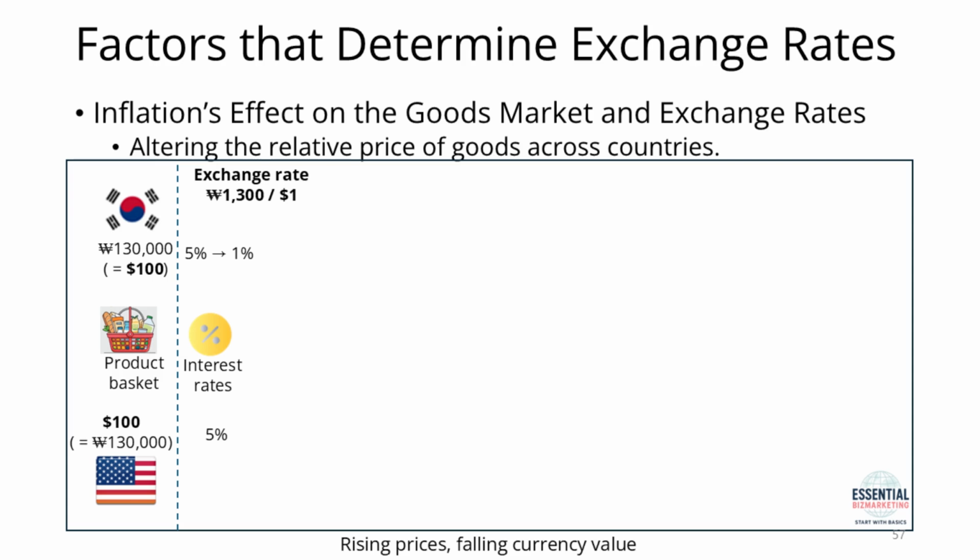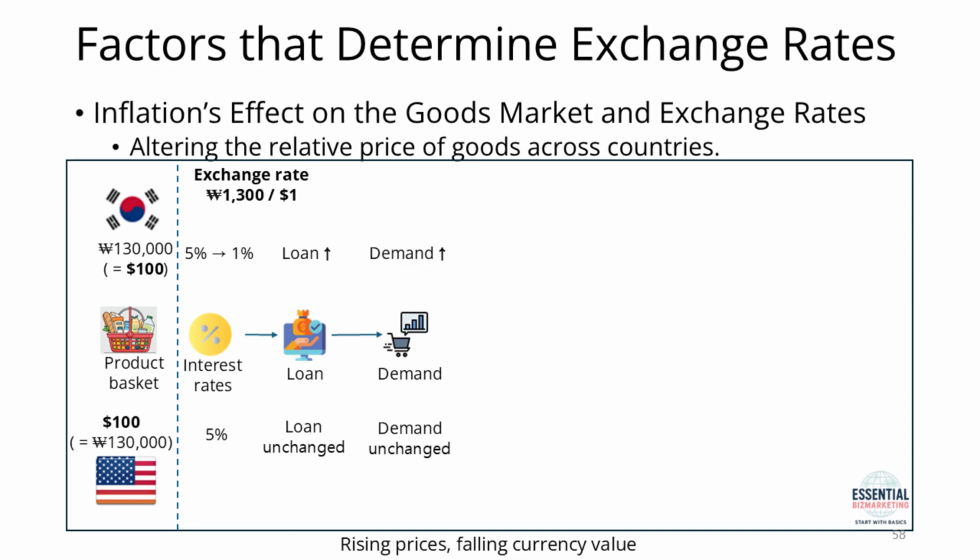Let's examine how interest rates compare between countries. Korea lowers its interest rate from 5% to 1%, while the US maintains its rate at 5%. This shift creates a difference in interest rate environments between the two countries. Let's see how interest rate cuts affect the economy. As Korea lowers its rate from 5% to 1%, borrowing becomes cheaper and loans increase. This boosts consumer demand within Korea and puts upward pressure on prices.